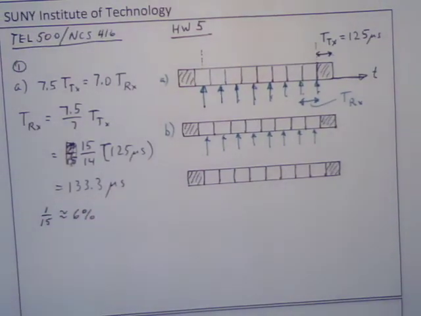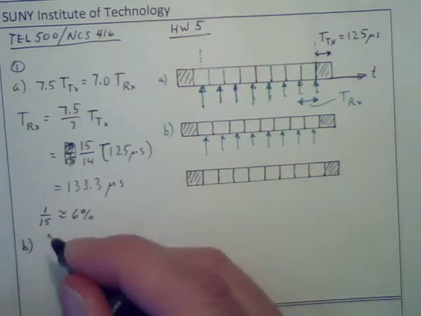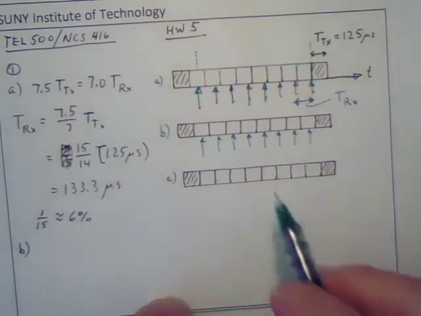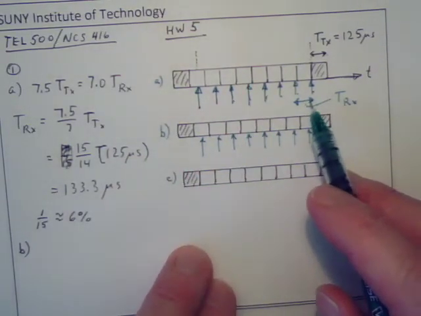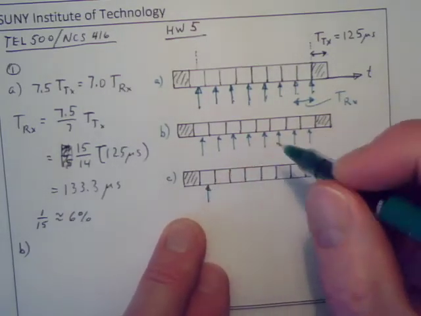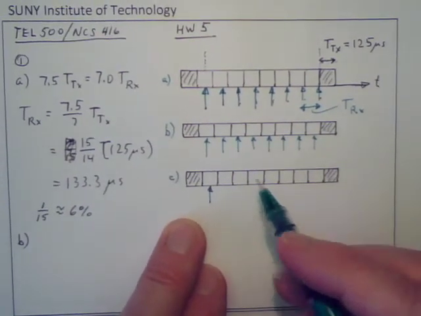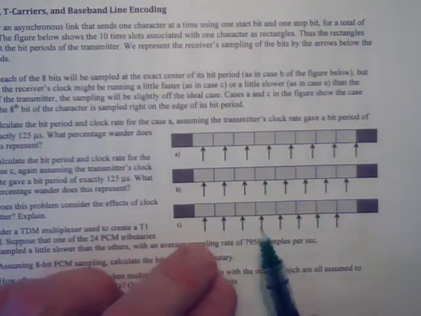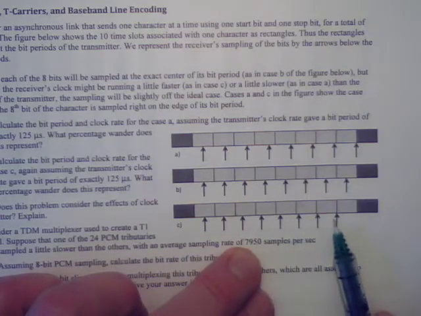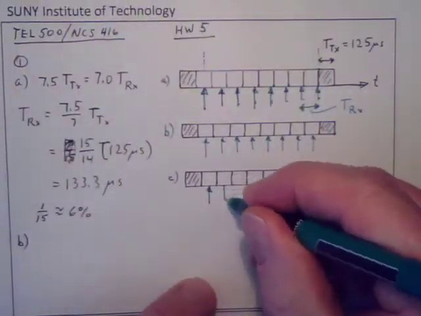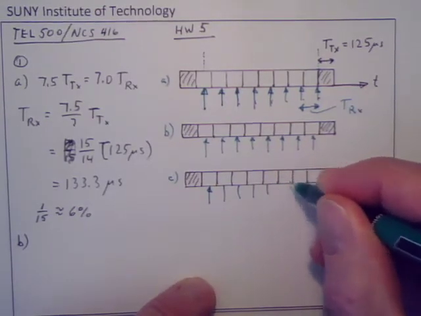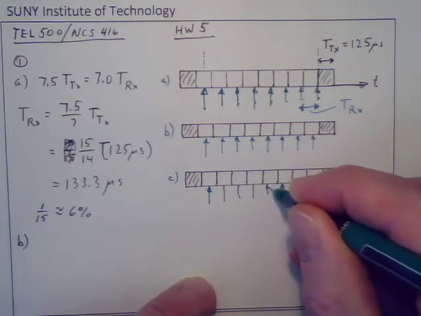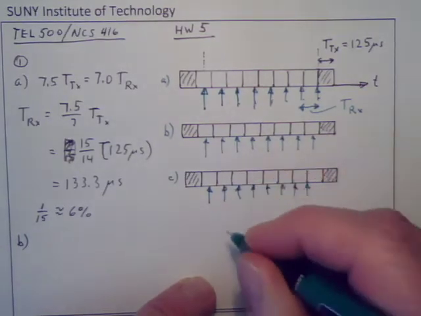I'm not going to do the calculation in detail. For part B, it asks us to look at case C, and case C is the case where the receiver clock is a little bit faster. We're going to assume we start off in sync here, and it's going to be a little bit faster, so you can see that the samples get a little bit closer to the edge in the other direction. I'll see if I can draw it here for completeness. And there we have the samples of the receiver.